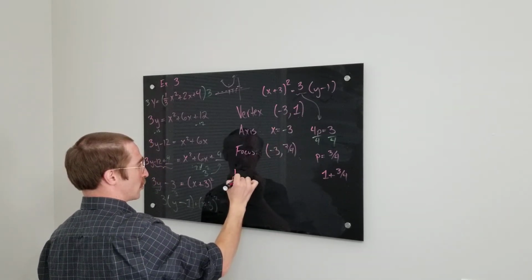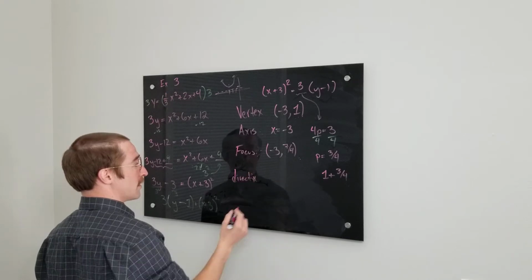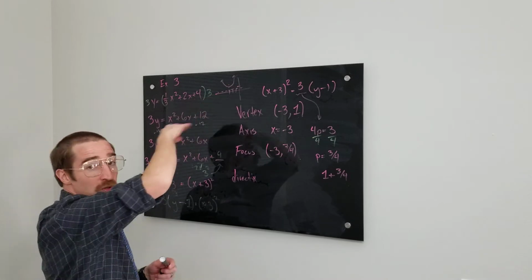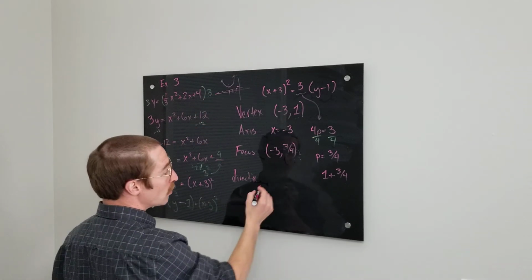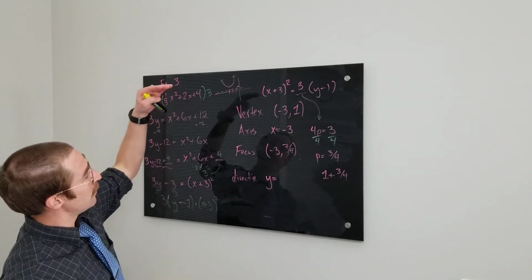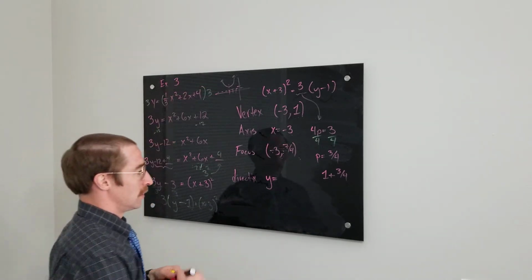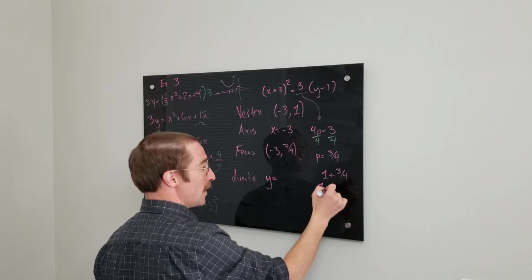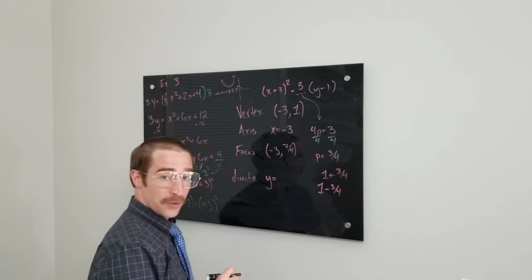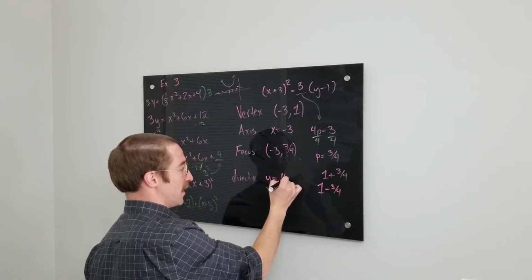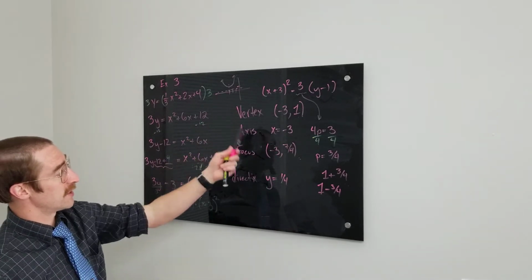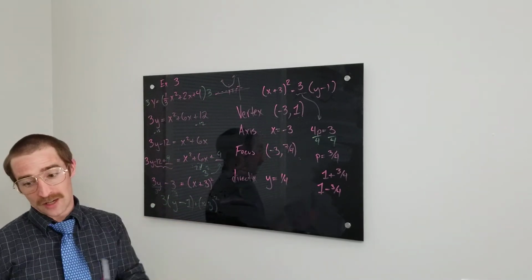So the directrix is on the other side, and this is an equation, it's a line. It's a horizontal line in this case. So the horizontal line is going to be y equals, and it's going to be the y value of 1 from the vertex minus the p value. So -3/4, 1 minus 3/4 is 1/4. So we have finished. We have the equation, the vertex, the axis, the focus, and the directrix.